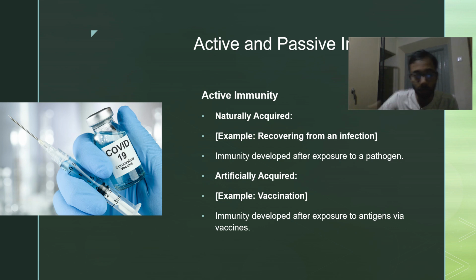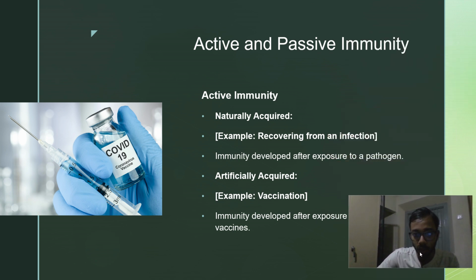So we call that active immunity, but we are artificially injecting the vaccine. We are artificially injecting antigens into our system, right? It can be either killed viruses or some parts of viruses in these vaccines. So immunity developed after exposure to antigens via vaccines is called artificially acquired active immunity.